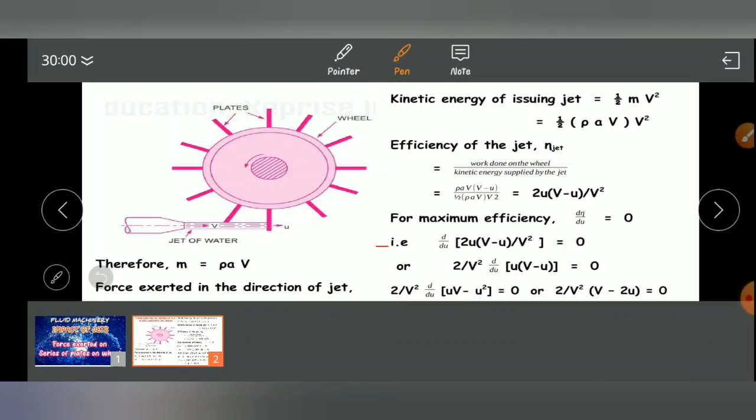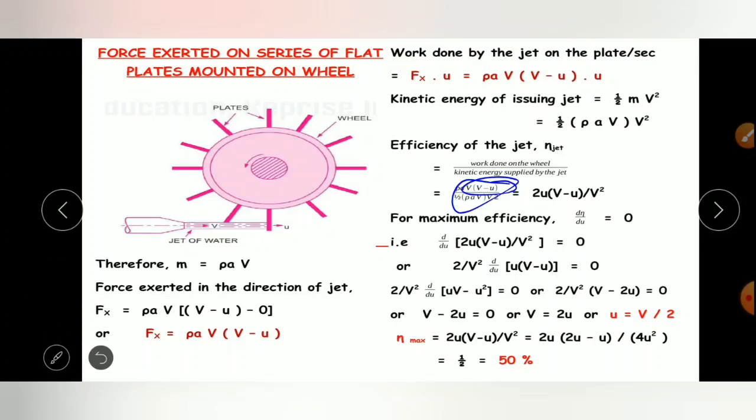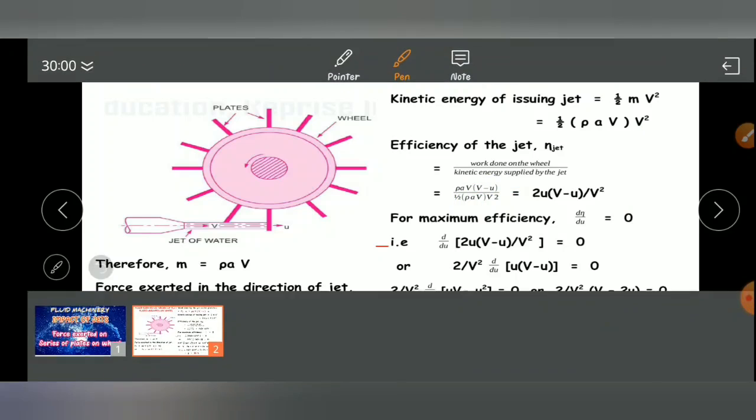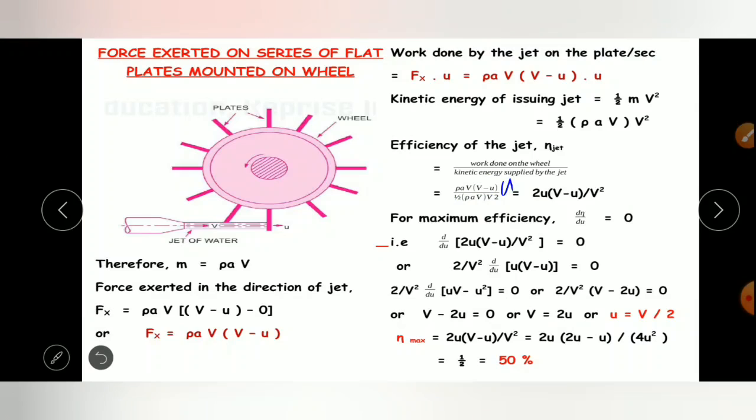One more thing here, this one is wrong. It is rho A V into V minus U into U. This is the work done, divided by half rho A V into V square, which becomes 2U into V minus U upon V square. Here one U should be multiplied. Okay. Efficiency of the jet equals 2U into V minus U by V square.